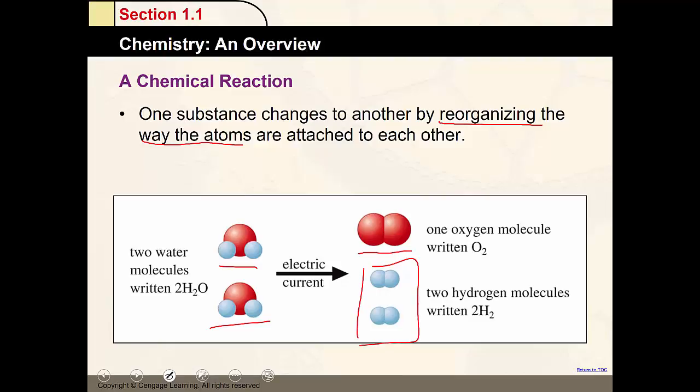And later this year, we're going to talk about different types of chemical reactions. And this particular type is called a decomposition reaction. The reason why it is called a decomposition reaction is because you're taking one molecule, in this case, two of the same molecule, two of water, and you're breaking it down into two or more different atoms or molecules.